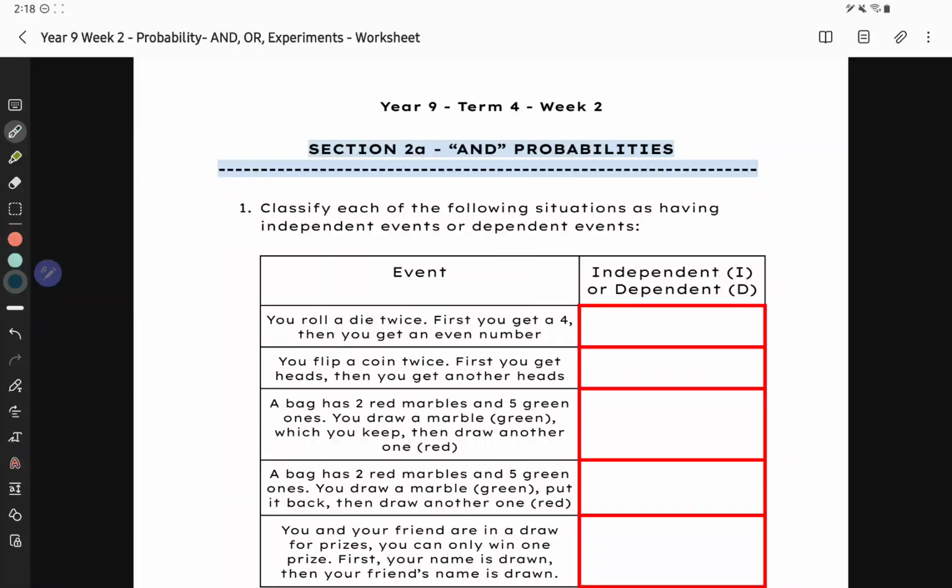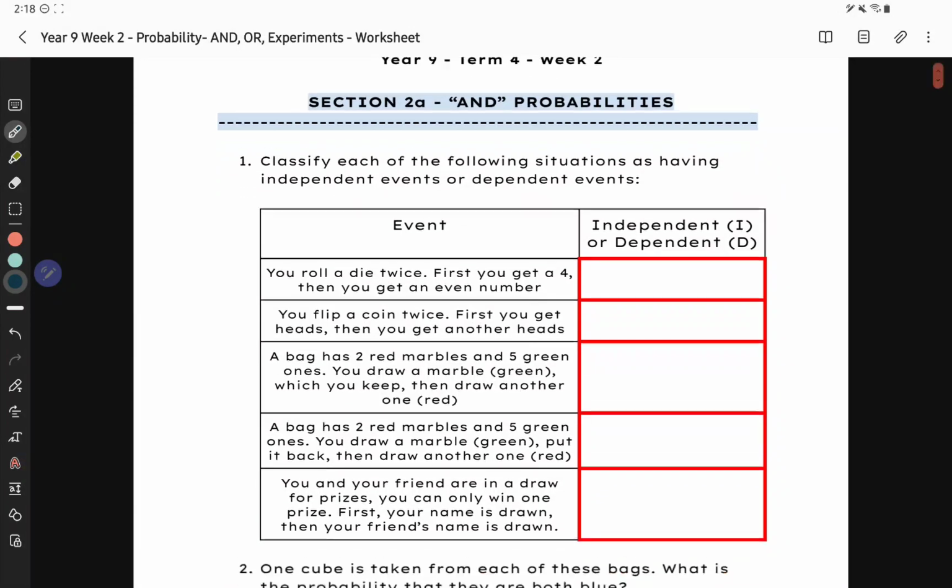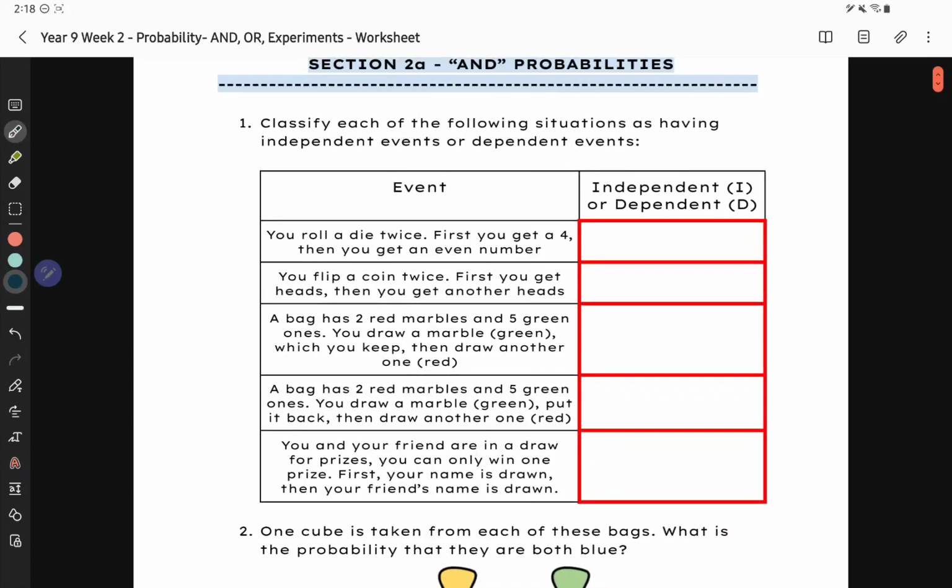Going over the question for this week. This is for the first slide. Number one, say if they're independent or dependent. So if you roll a die twice, that is independent, because whatever you get on the first try doesn't affect the second try. Flipping a coin twice, the same.